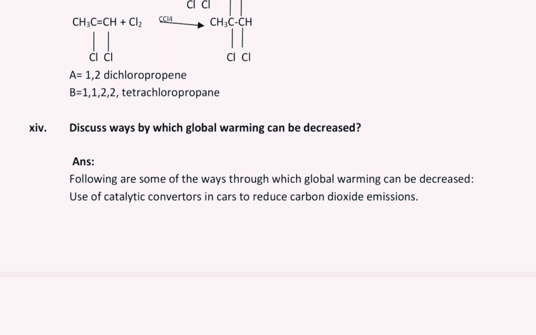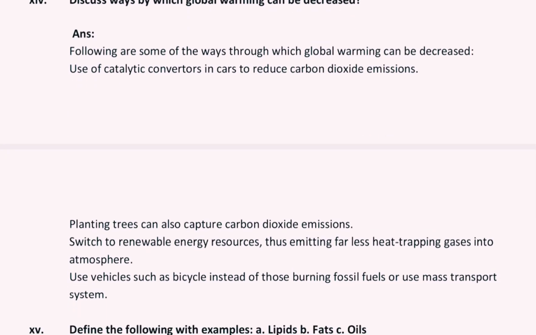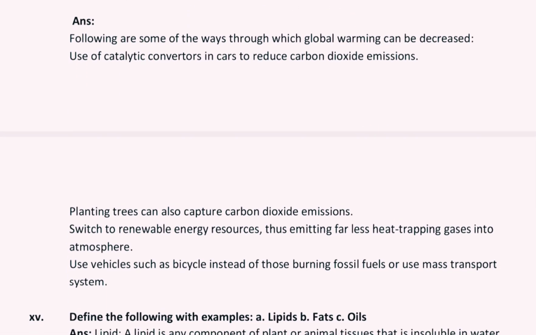Discuss ways by which global warming can be decreased. It's a very common question which is used again and again, even in your other sections as well. So grow your plants, grow your trees, try to switch to renewable energy sources, and you must use a car with catalytic converters. That also helps in reducing carbon dioxide emission, and you may use a carpool system here, and it also helps, or public transport will help, so you can quote different things here.